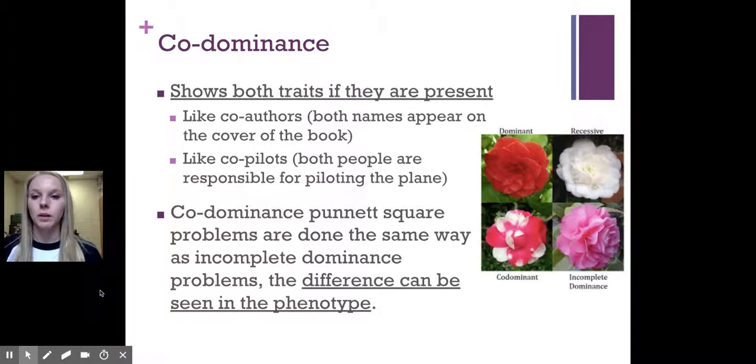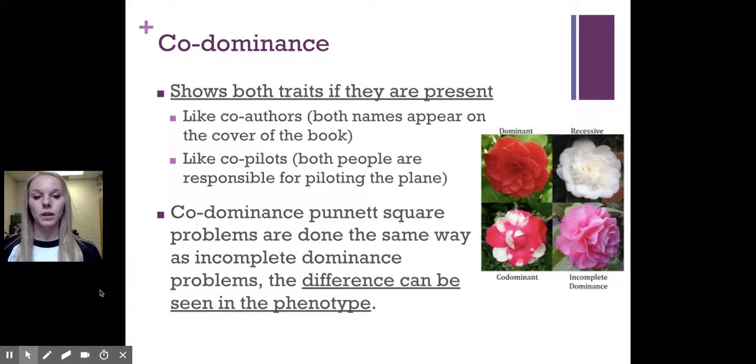The next we're going to learn about is co-dominance. This shows both traits if they are present. Like co-authors, both names appear on the cover of the book, or like co-pilots, both people are responsible for piloting the plane. A co-dominant Punnett square problem is done the same way as an incomplete dominant problem. The difference can be seen in the phenotype. On the right-hand side, you see the comparison.